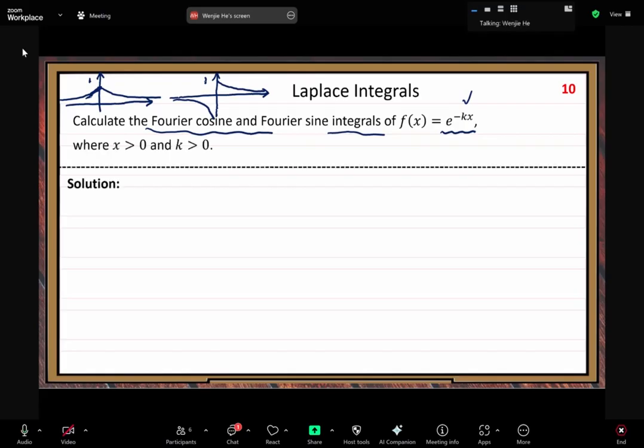So here we just do the calculation. Here we assume we use the appropriate extension. Then we do the calculation.